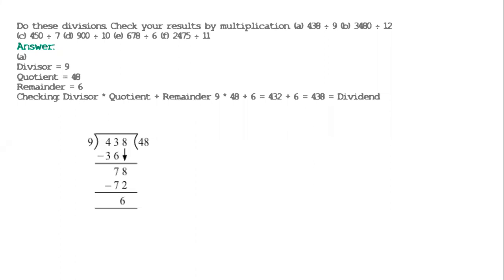So A, B, C, D, E, F. Out of 6, A is done here, done on the screen also. The remaining you have to do like this. Divide, get remainder and quotient, then check according to this formula. Quotient into divisor, these two multiplication plus remainder, has to give this number, the big number, which is called the dividend.